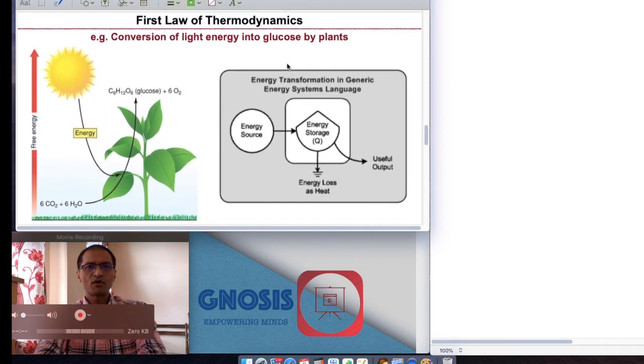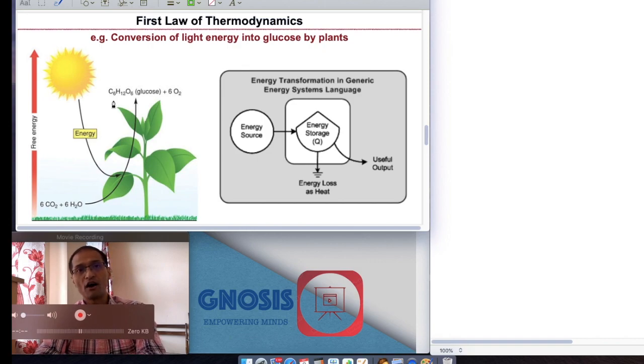But when we look at the first law itself, we have the classic example of photosynthesis that allows us to understand the operation of the first law of thermodynamics in biological systems. This is where you have the conversion of light energy into glucose by plants. So the input that we have is solar energy from the sun, and this energy in terms of photons is used up by the plant to drive the entire process of photosynthesis. And as a consequence, you get the carbohydrate, and then you have oxygen as a byproduct.